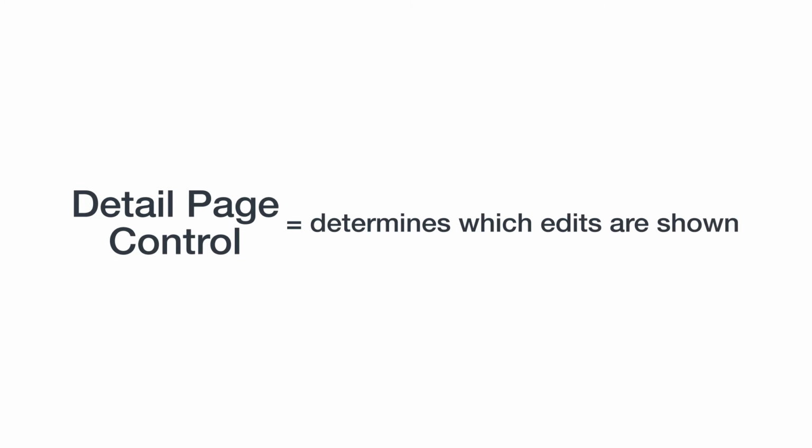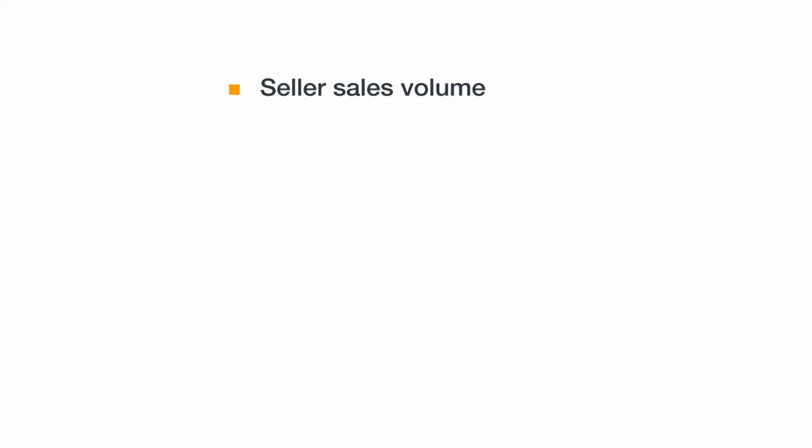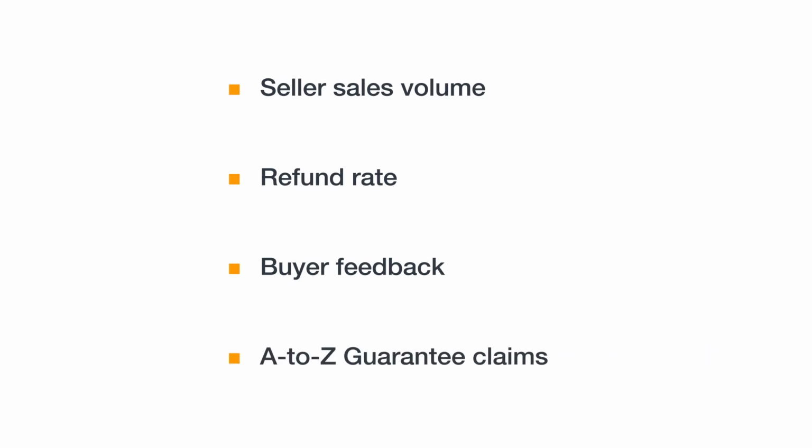Any seller can suggest edits to a detail page, but detail page control is an automated system that determines which edits are shown and which ones are not. This system takes into account the performance of the seller suggesting the edits, including seller sales volume, refund rate, buyer feedback, and A to Z guarantee claims. Using this system, multiple sellers can suggest changes, and detail page control will do the rest.